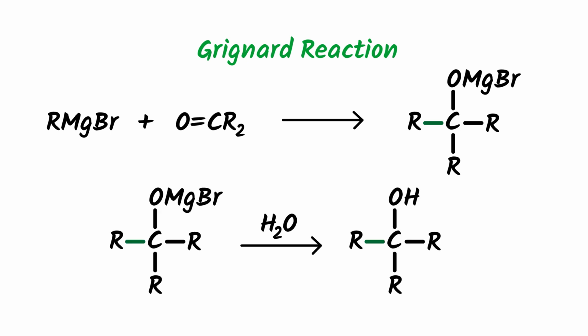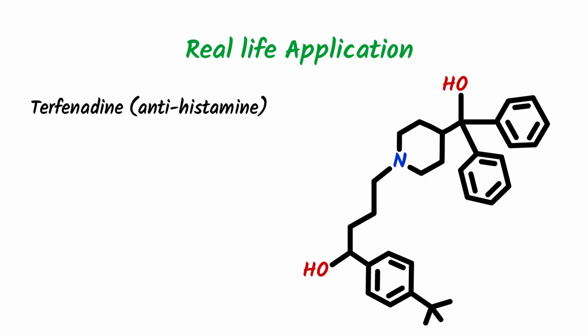The key idea is that the Grignard reagent behaves like a carbon nucleophile. It allows us to build larger molecules by forming new carbon-carbon bonds, which is why it is widely used in the synthesis of pharmaceuticals and other organic compounds. In terms of real applications, Grignard additions are used in the synthesis of terfenadine, an antihistamine, and in steroid-based API synthesis where you need to build a carbon framework efficiently.